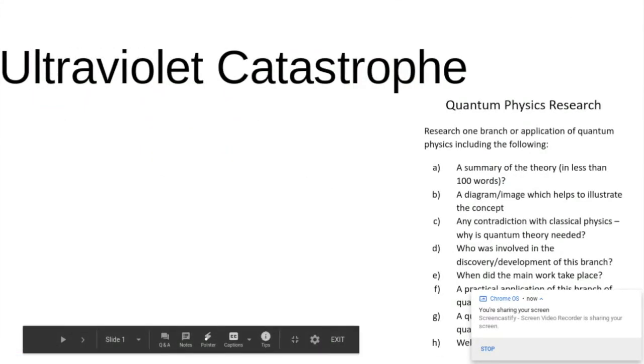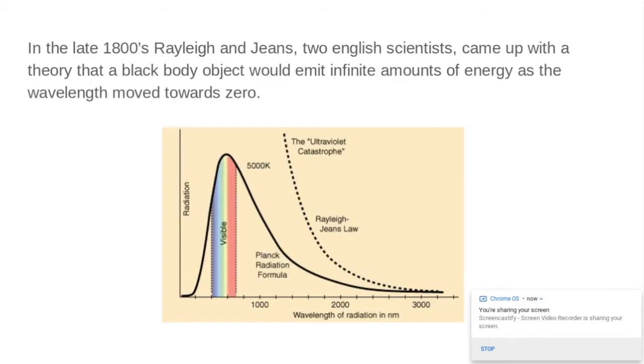I'm doing my presentation on the ultraviolet catastrophe. So, in the late 1800s, Rayleigh and Jeans, who were two English scientists, came up with the theory that a black-body object would emit infinite amounts of energy as the wavelength moved towards zero. This can be seen as the dotted line in the diagram.